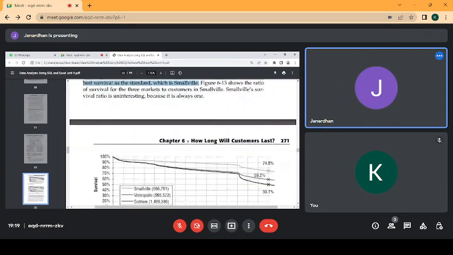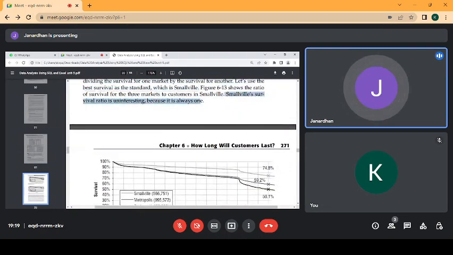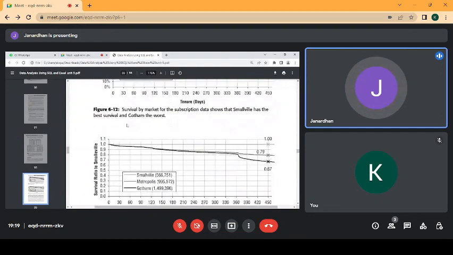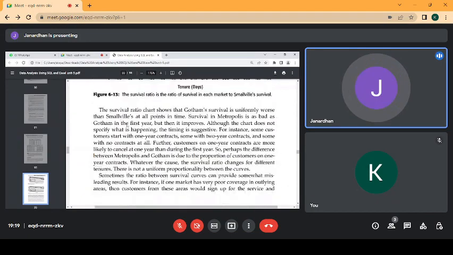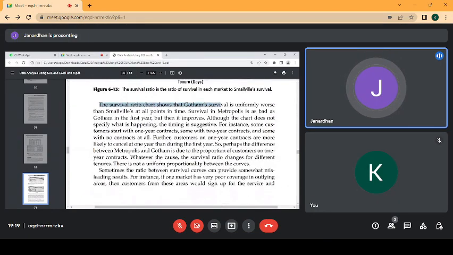Small village survival ratio is uninteresting because it is always one only. The survival ratio chart shows that Gotham's survival is uniformly worse than survival at all points in time. Survival in Metropolis is as bad as Gotham's in the first year, but then it improves.